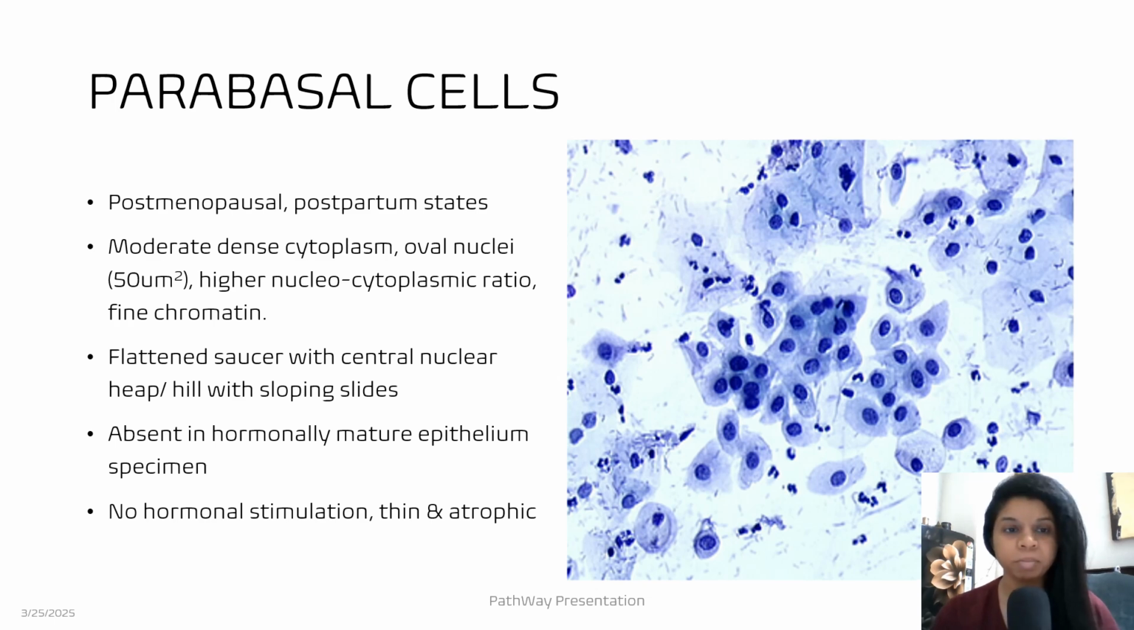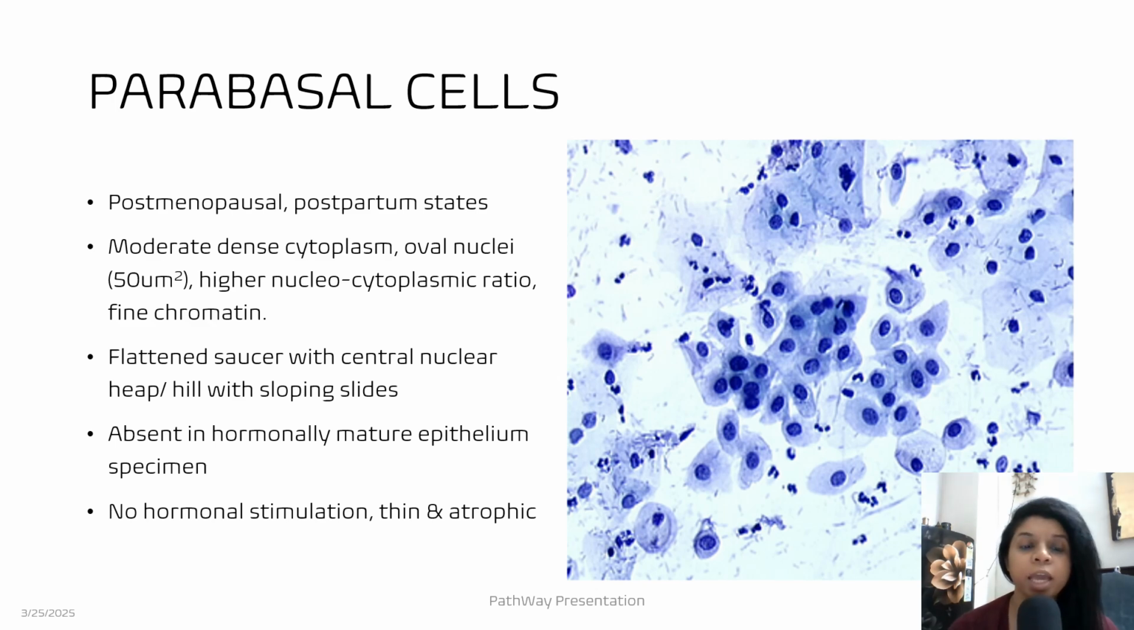Now, coming to parabasal cells, they are usually seen in the atrophic, postpartum, or postmenopausal state. These are the deeper layers of the cervical squamous epithelium. They have moderately dense cytoplasm and oval nuclei with a higher nuclear cytoplasmic ratio, as you can see. The nucleus is 50 micrometer square, and they have fine chromatin.